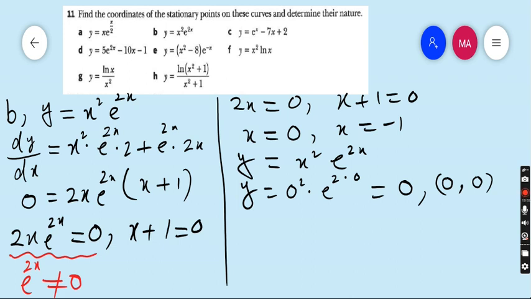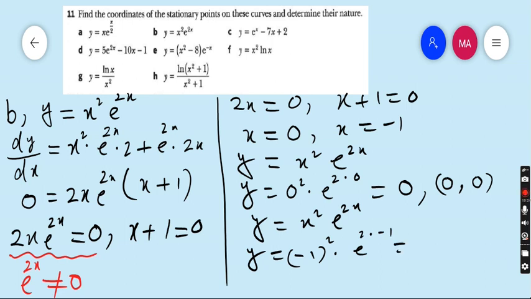Second, again take the question. y is equal to x square e power 2x. This time we have to take minus 1. So minus 1 square e power 2 into minus 1. Minus 1 square is plus, and e power 2 into minus 1 is e power minus 2. Therefore, the second stationary point is minus 1 comma e power minus 2. So these are two stationary points. One is 0, 0 and second is minus 1 comma e power minus 2.